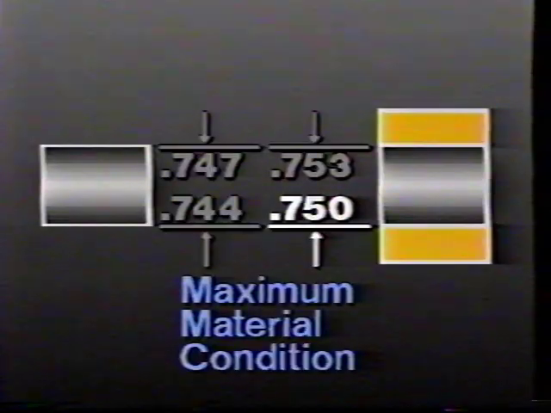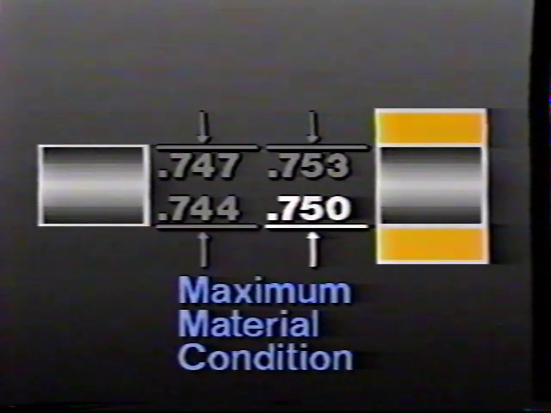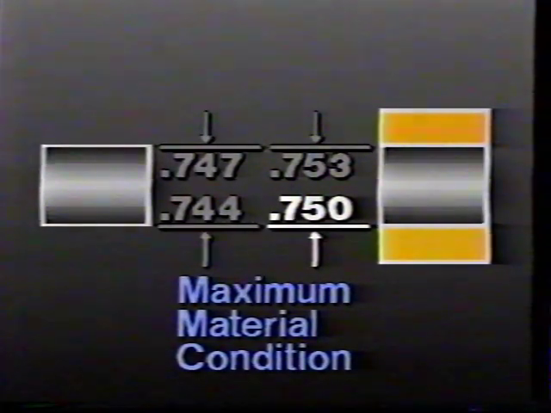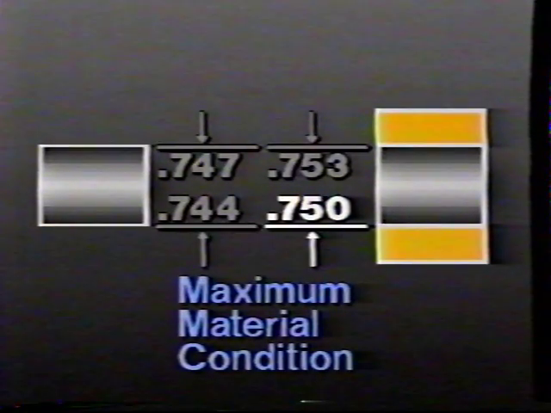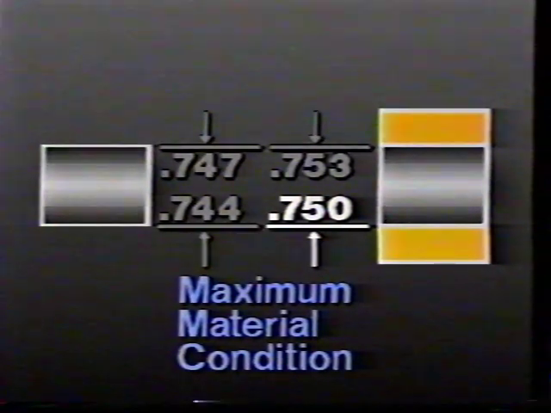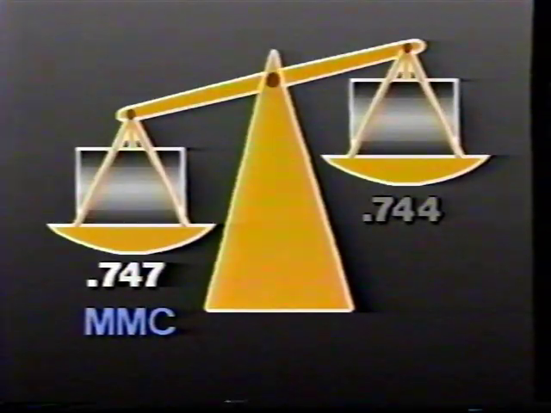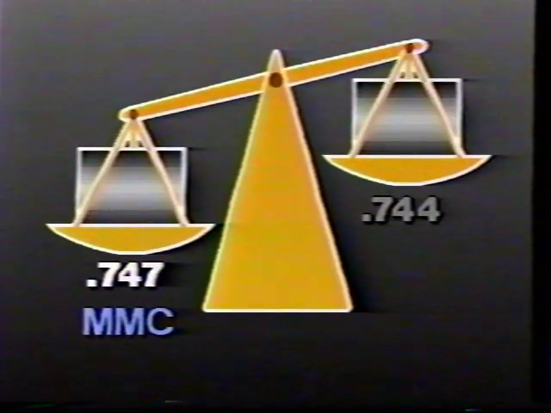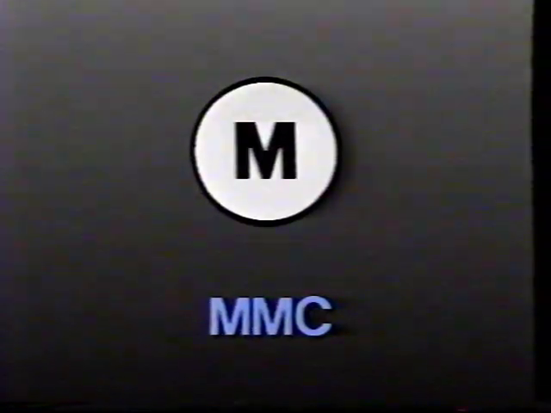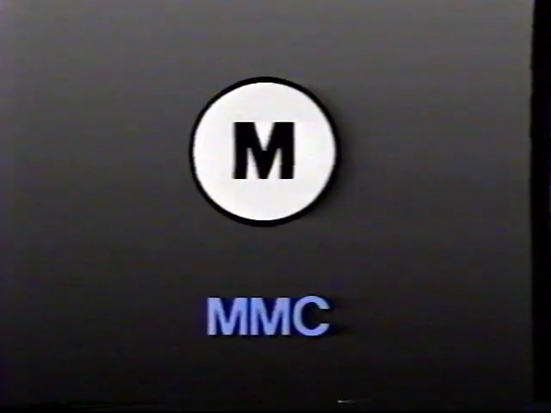An internal feature like the hole is in its maximum material condition when it's at its lower tolerance limit. The hole measures 750 thousandths. It's in its maximum material condition. Another way to think of it is that a feature in its maximum material condition would weigh the most. On a drawing, maximum material condition is signified by this symbol.